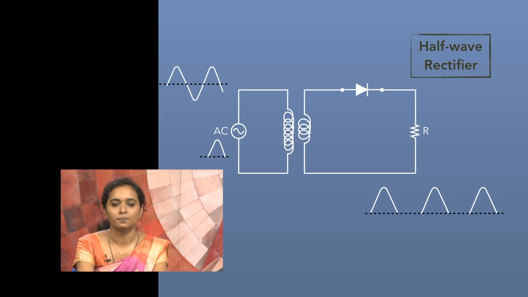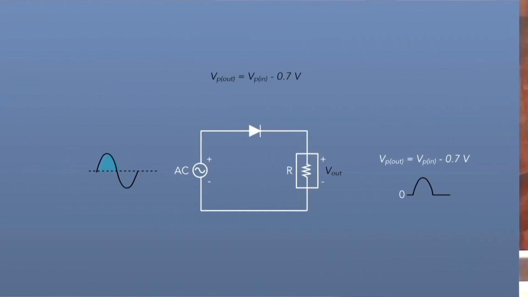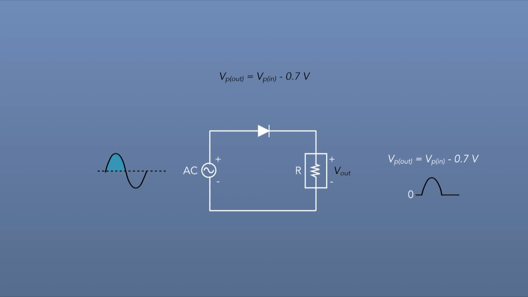When the practical diode model is used with the barrier potential of 0.7 volt taken into account, this is what happens. During the positive half cycle, the input voltage must overcome the barrier potential before the diode becomes forward biased. This results in a half wave output with a peak value that is 0.7 volt less than the peak value of the input, as seen from the graph.